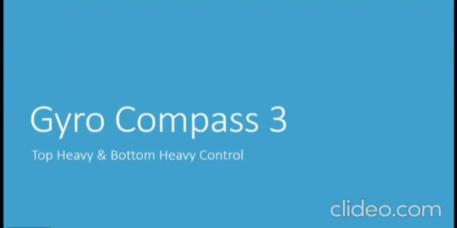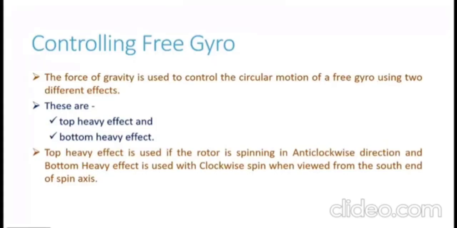The next step is controlling the gyro, and that is done using a top heavy or a bottom heavy control. Now, for controlling the free gyro, we use the force of gravity. The force of gravity is used to control the circular motion of a free gyro using two different effects. These effects are known as the top heavy effect and the bottom heavy effect. We will discuss these effects one by one. The top heavy effect is used if the rotor is spinning in anti-clockwise direction, and the bottom heavy effect is used with clockwise spin of the rotor when viewed from the south end of the spin axis.